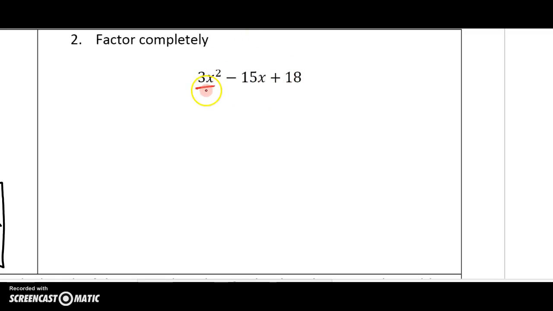So what if I divide each of these three terms by 3? If I divided each of those terms by 3, I would be left with an x squared, a minus 5x, and a positive 6. However, if I divided by 3 to get here, to make sure that I end up with the same value, I have to make sure to multiply that 3 back in. Don't forget to do that. If you factor out a 3, make sure that you multiply it back in.